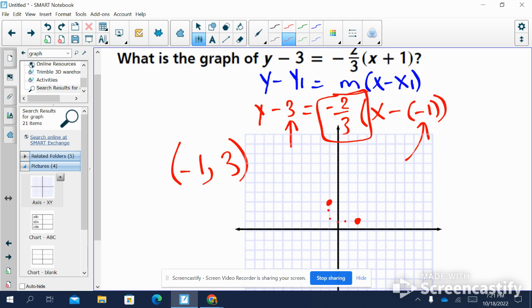I also could have gone up 2, but then I would have had to assign the negative with the 3 and go left 1, 2, 3. All you need is 2 points. Once you have 2 points, you can connect the dots and draw a line through them. And there's the line that I was able to graph given point slope form.